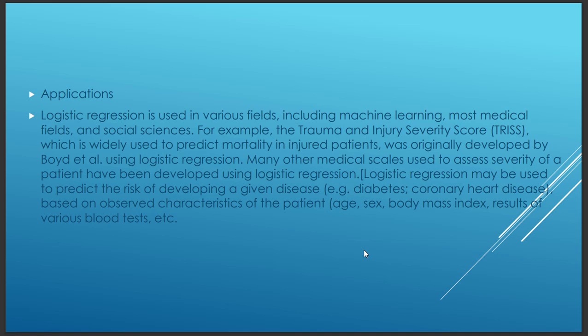Logistic regression is used in various fields, including machine learning, most medical fields, and social sciences. For example, the Trauma and Injury Severity Score, which is widely used to predict the mortality of injured patients, was originally developed using logistic regression. Many other medical scales used to assess the severity of a patient have been developed using logistic regression, to predict the risk of developing a given disease based on the characteristics of the patient, such as various blood tests.